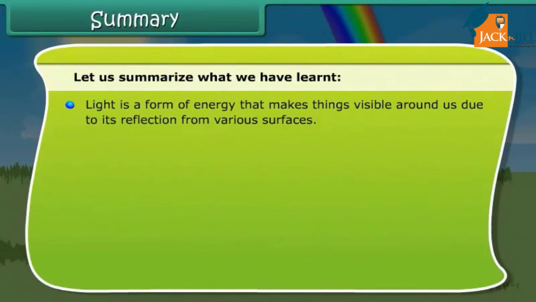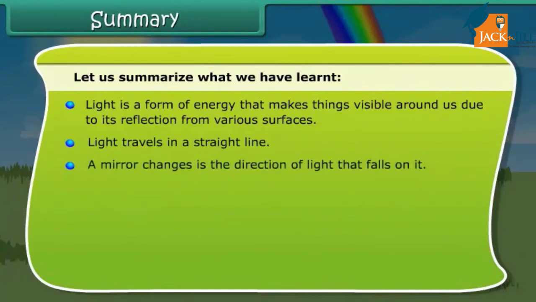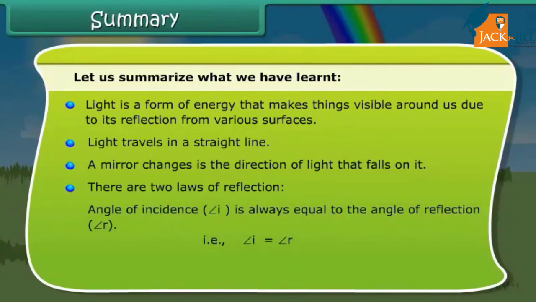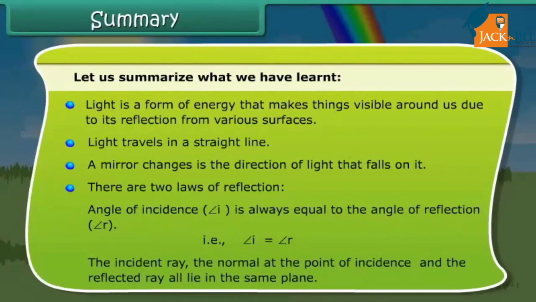Light is a form of energy that makes things visible around us due to its reflection from various surfaces. Light travels in a straight line. A mirror changes the direction of light that falls on it. There are 2 laws of reflection. Angle of incidence is always equal to the angle of reflection. That is, angle I is equal to angle R. The incident ray, the normal at the point of incidence, and the reflected ray all lie in the same plane.